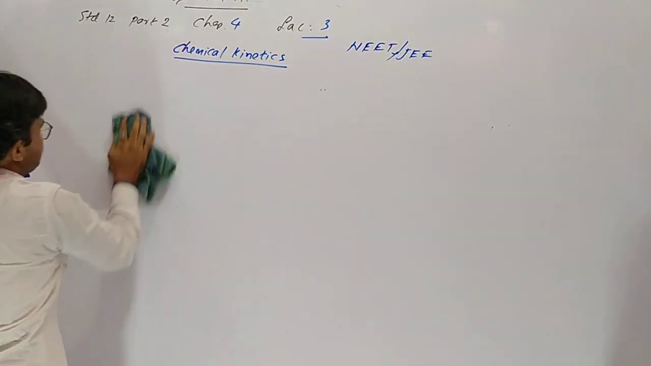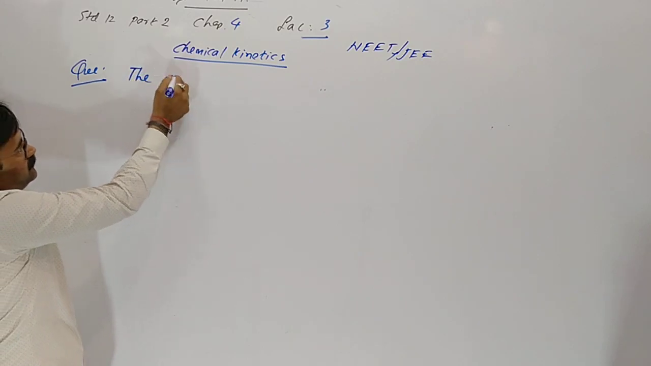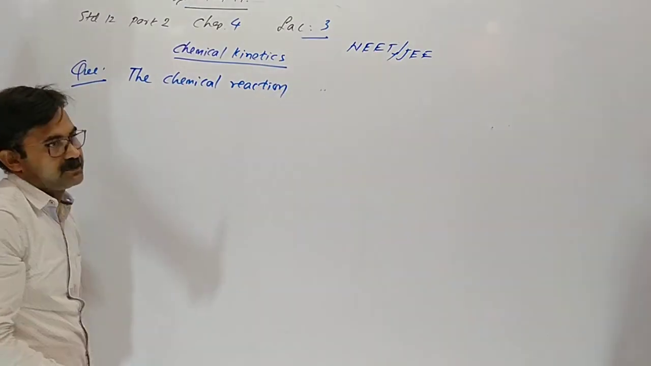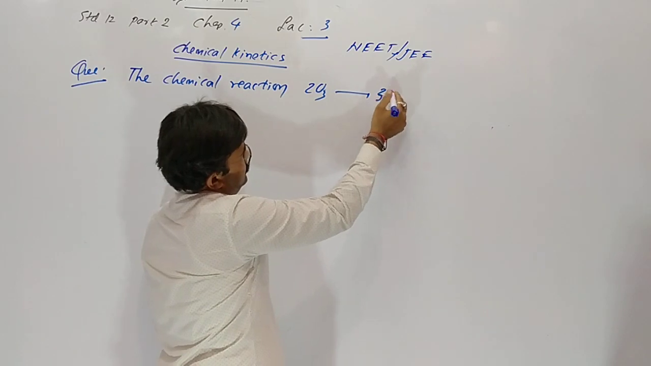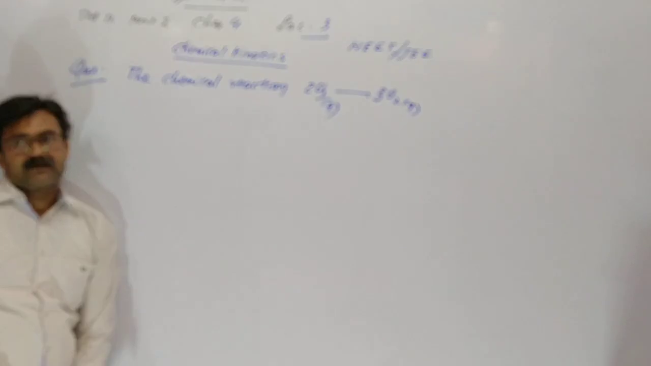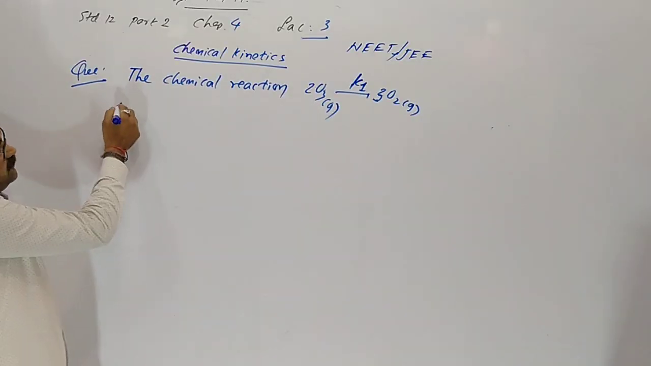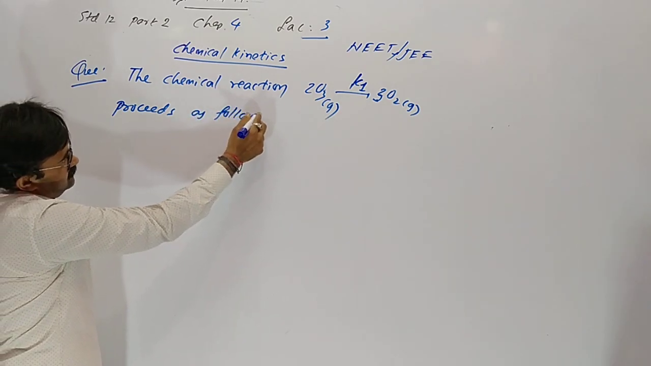Next question. The chemical reaction: two moles of ozone give three moles of oxygen gas. Decomposition. Here K1 proceeds as follows.